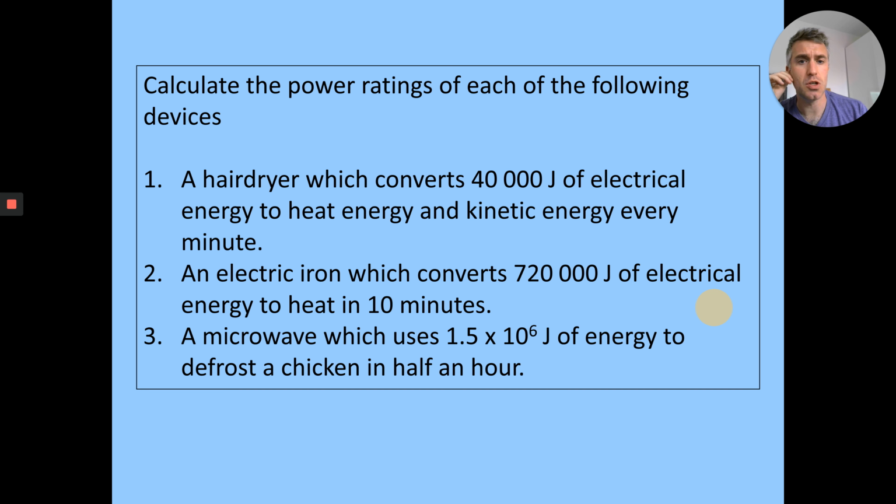Now, a chance for you to use the equation. Rearranging, remember, P, E, T, as a kind of triangle. Question number 1: a hairdryer converts 40,000 joules of electrical energy to heat energy every minute. What's the power? You've got joules, you've got a time. An electric iron converts 720,000 joules of electrical energy in 10 minutes. And a microwave uses 1.5 times 10 to the 6 joules in half an hour.